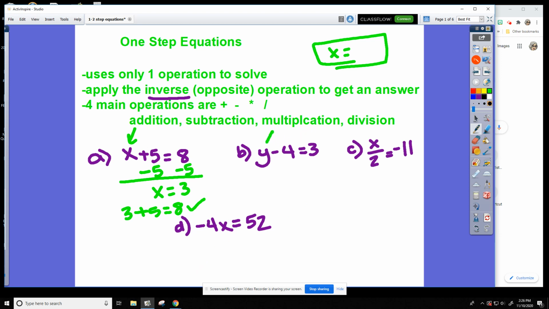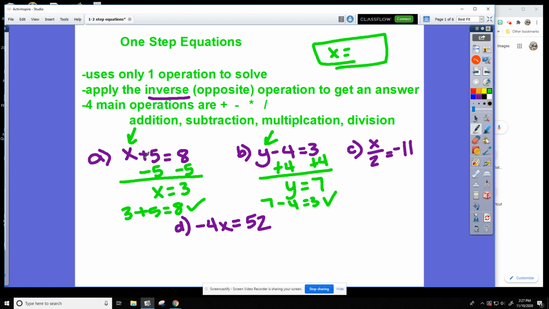Okay, so here's my variable, my y. This is subtraction. So I want to do the opposite. You take the opposite of negative 4 or the opposite of subtracting 4. Negative, subtraction, minus, they're all the same thing. And now my 4's go away. All I have left is y equals 4 plus 3, 7. Now I'm going to check it. I'm going to put the 7 where the y is because that's what y equals. 7 minus 4 equals 3. Yep, it's good.